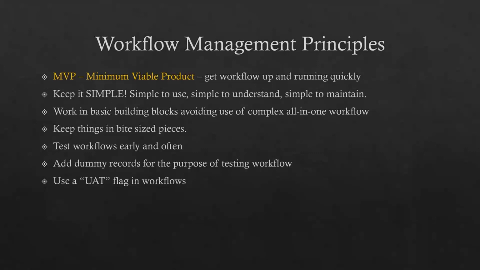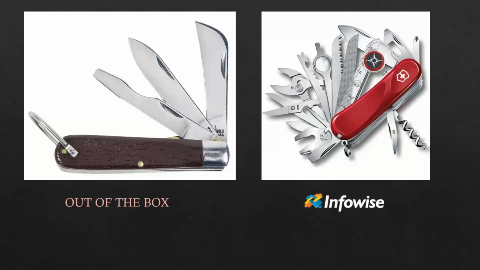To that end, you can use UAT, as in user acceptance testing, or some kind of debug flag to flag records. There's a lot of techniques, but the point is you want a subset of records that you can run tests across.